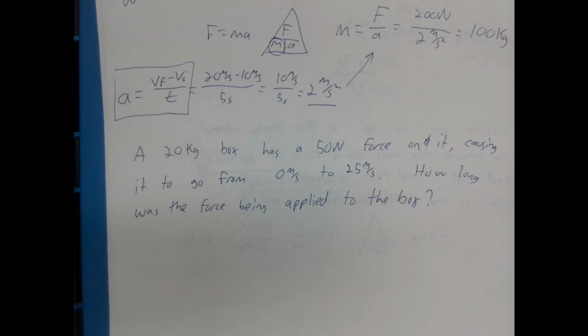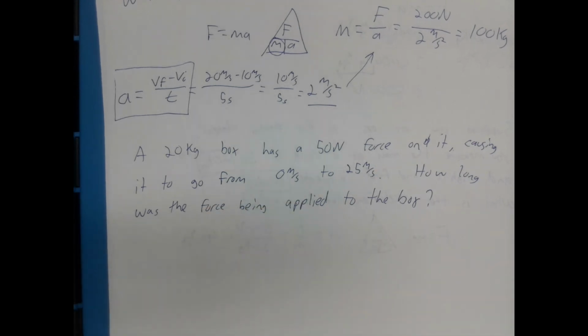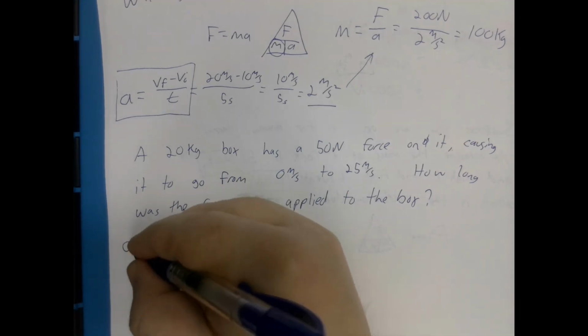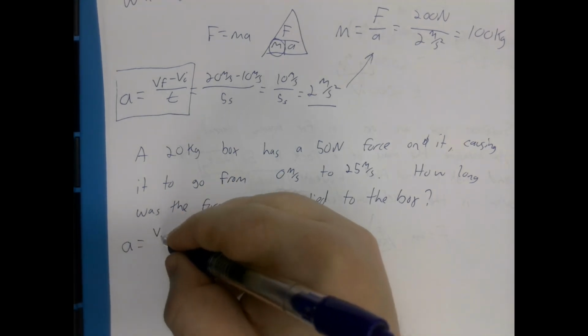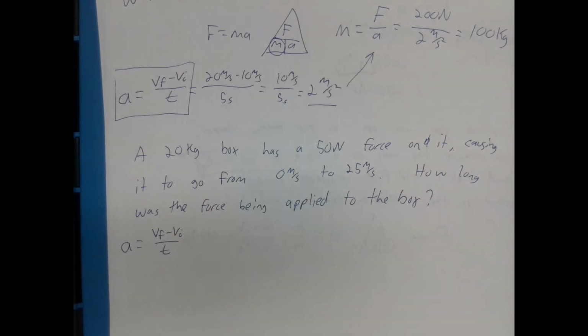So a 20 kilogram box has a 50 newton force on it, causing it to go from 0 meters per second to 25 meters per second. How long was the force being applied to the box? So we're asking about time. So we're solving for t. Let's begin by, so we know that acceleration is equal to Vf minus Vi over t. So we're solving for this t.